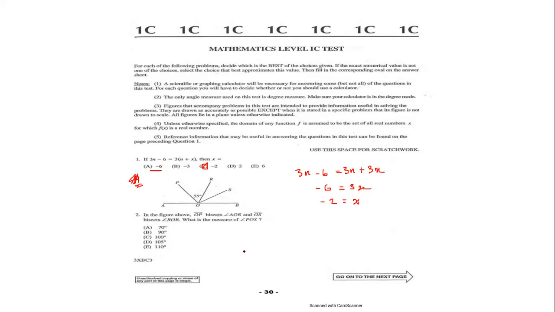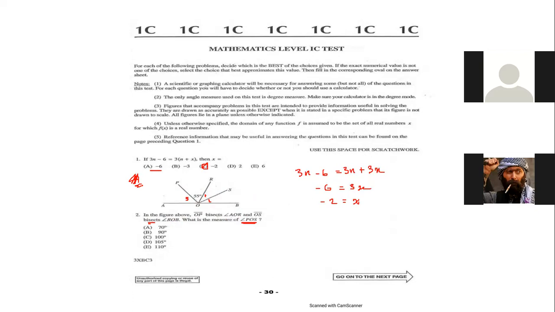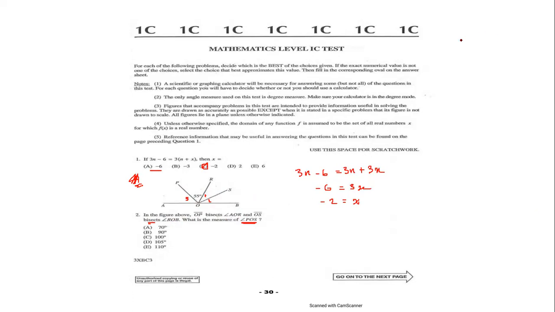Okay, number 2: in the figure above, OP bisects angle ROS, and what is the measure of angle POS? I said OP bisects angle ROP, and this angle here equals this angle. Angle 1 equals angle 2, and we know that it's all equal to 180. And here also this one is 55.